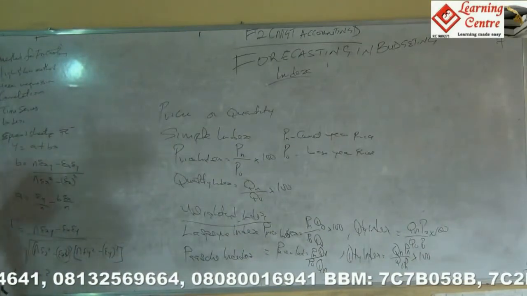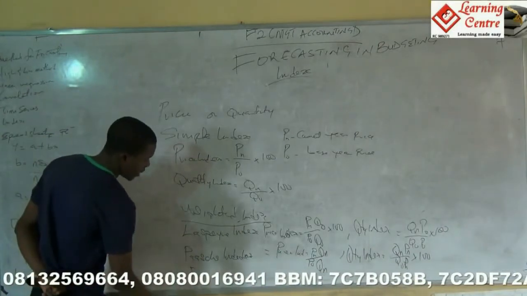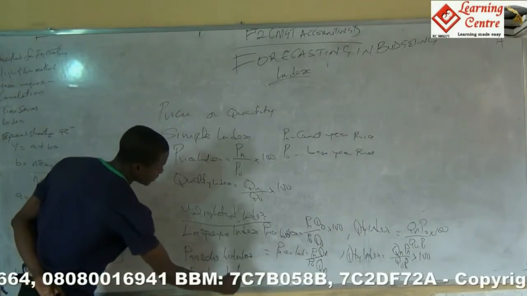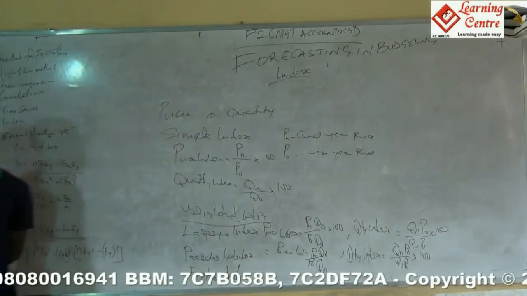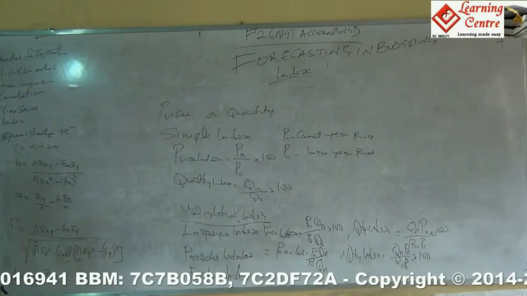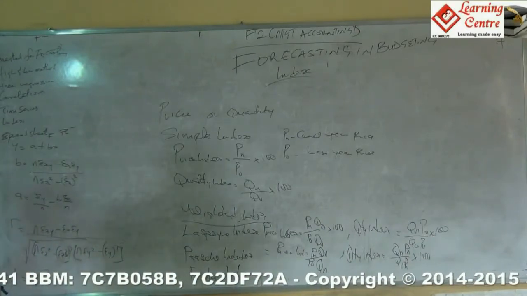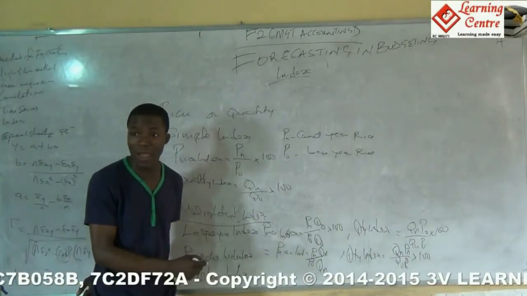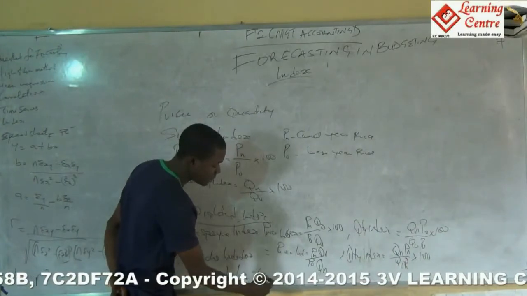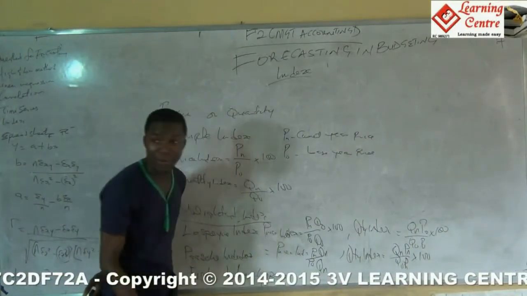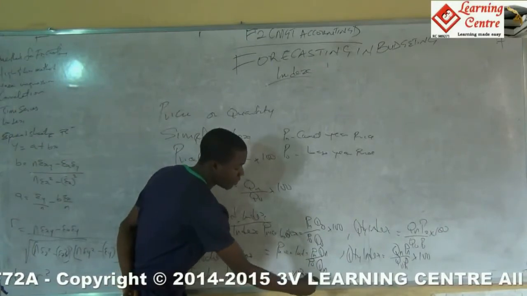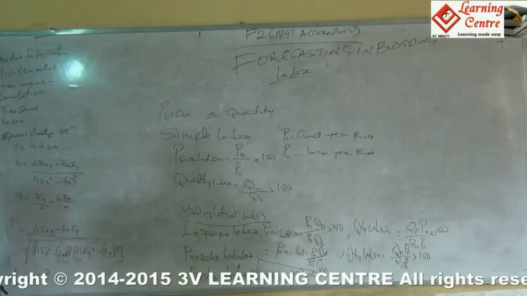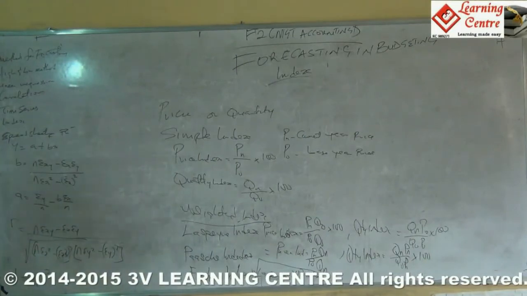Then lastly, under weighted index, Fisher's index. Fisher's ideal index. Fisher's index is a combination of Laspeyres and Paasche. If you're looking for the price index under Fisher, you have to calculate the Laspeyres price, multiply it by the Paasche price, and then find the square root. If you are looking for the quantity index, you calculate Laspeyres and Paasche, multiply them and then find the square root.